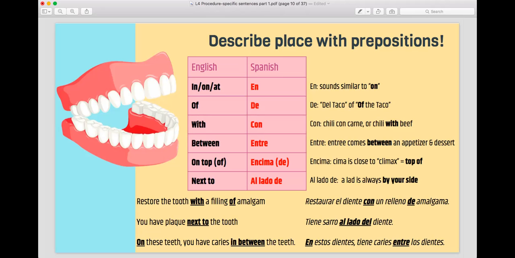And some dental related examples would be: restore the tooth with a filling of amalgam. So restaurar el diente con un relleno de amalgama. You have plaque next to the tooth. Tiene sarro al lado del diente. On these teeth, you have caries in between the teeth. En estos dientes, tiene caries entre los dientes.